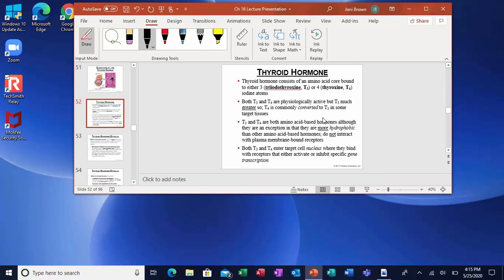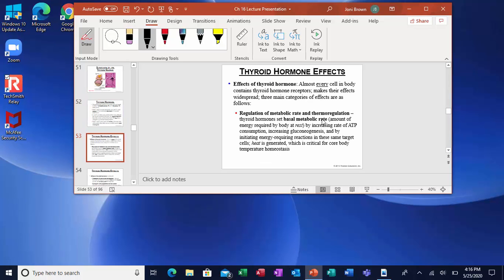They don't interact with the plasma membrane bound receptors. Instead, they go into the cell to the nucleus, and they bind to receptors there and affect gene transcription. The effects of the thyroid hormones, they affect every cell in the body, very widespread. They affect the metabolic rate and our temperature regulation. They set our basal metabolic rate, how much energy it takes to keep us alive.